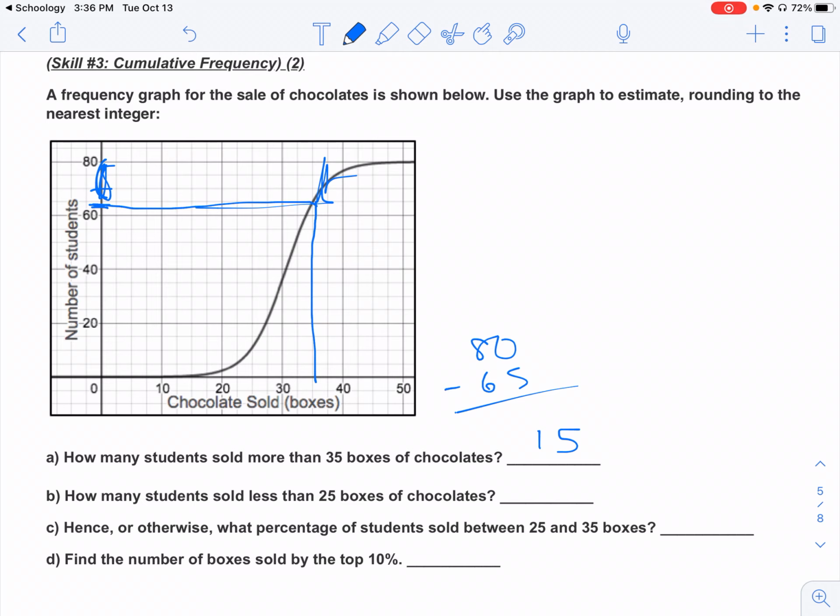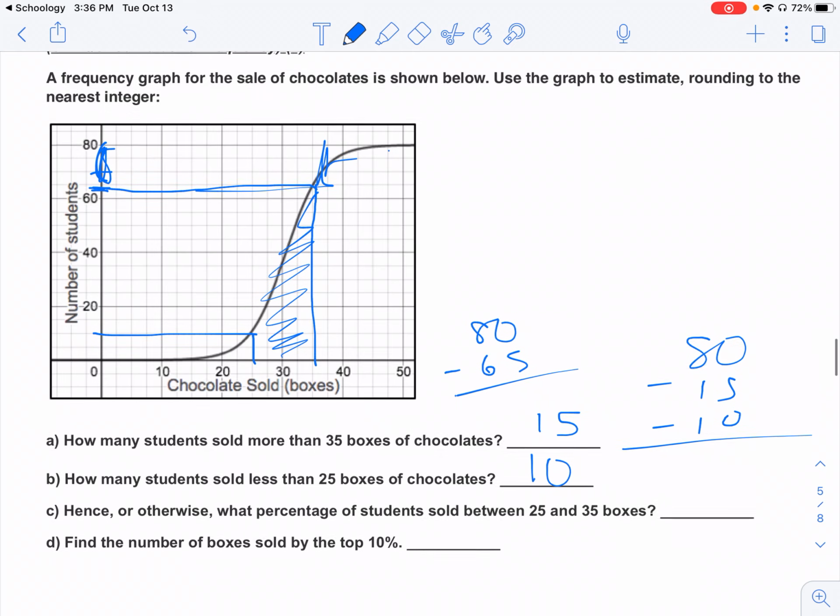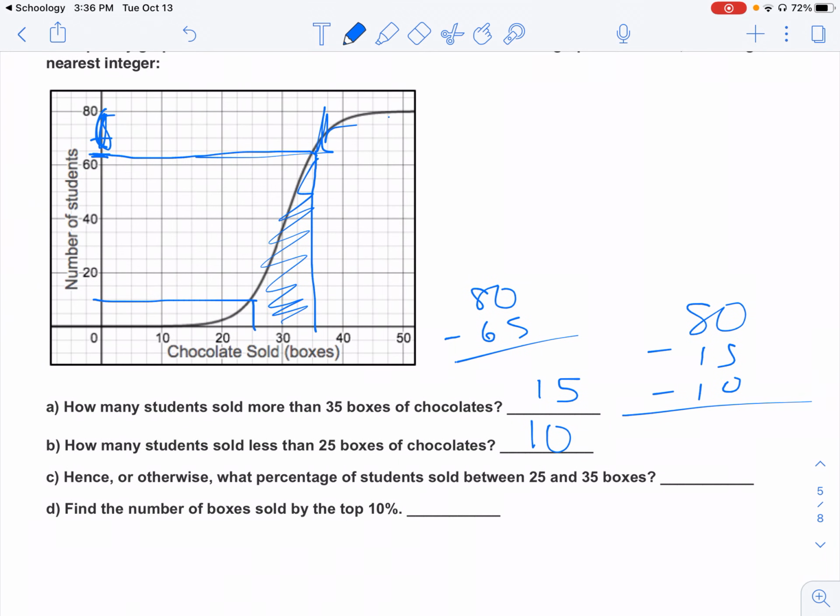How many students sold less than 25? So here's 25, and that would be 10. Hence or otherwise, what is the percentage of students that sold in between 25 and 35 boxes? So 15 sold more than, 10 sold less than. So I'm going to take 80 and subtract 15 and subtract 10, and that will give me the number of students in the middle. And then it says find the percentage. So you want to take that number and divide by the total, which is 80. So we get 55 divided by 80, whatever percentage that is.